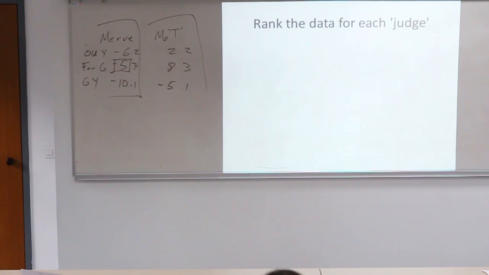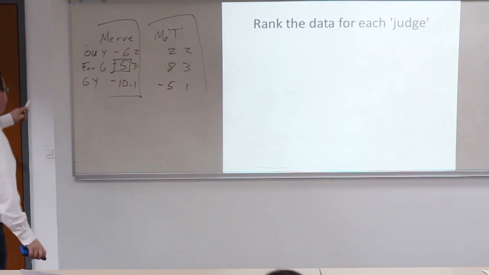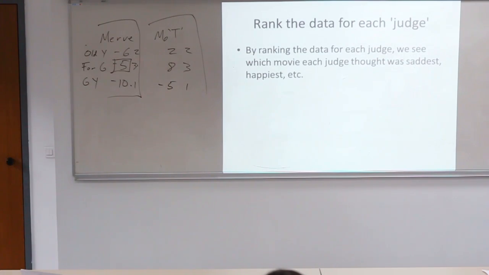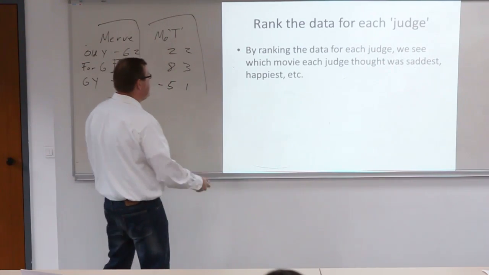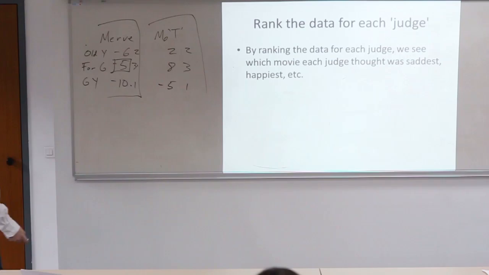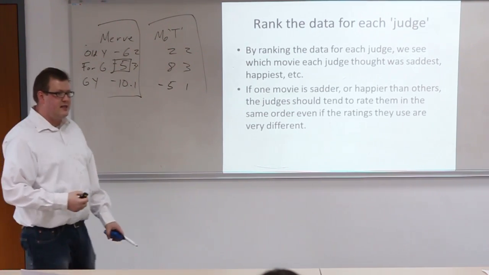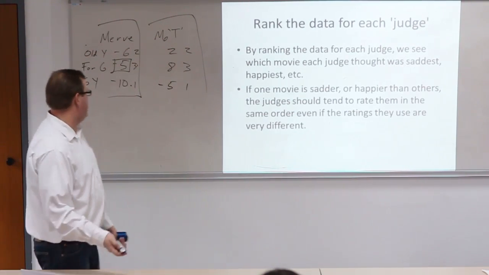Does that make sense? So what we're doing basically is controlling for everything else that is contributing to the way that individuals rate the items. By ranking the data for each judge, we see which movie each judge thought was the saddest, happiest, etc. If one movie is sadder or happier than others, the judges should tend to rate them in the same order, or close to the same order, even if the ratings that they use are very, very different.